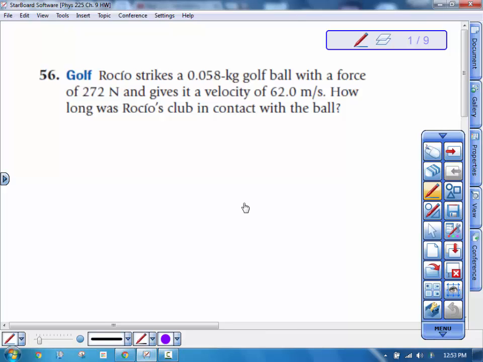Okay, this person, Rocio Harvey, strikes a 0.058 kilogram ball with a force of 272 newtons and gives it a velocity of 62 meters per second. How long was Rocio's club in contact with the ball?